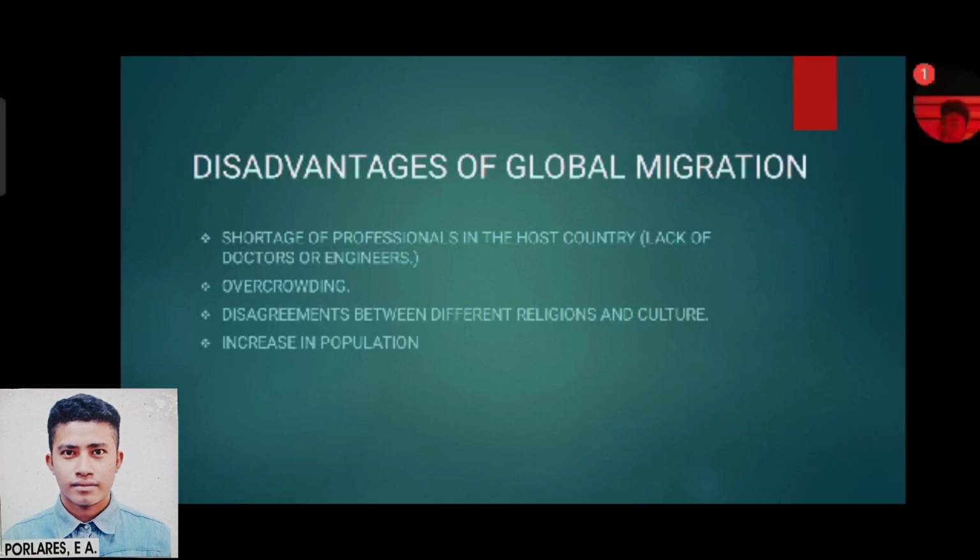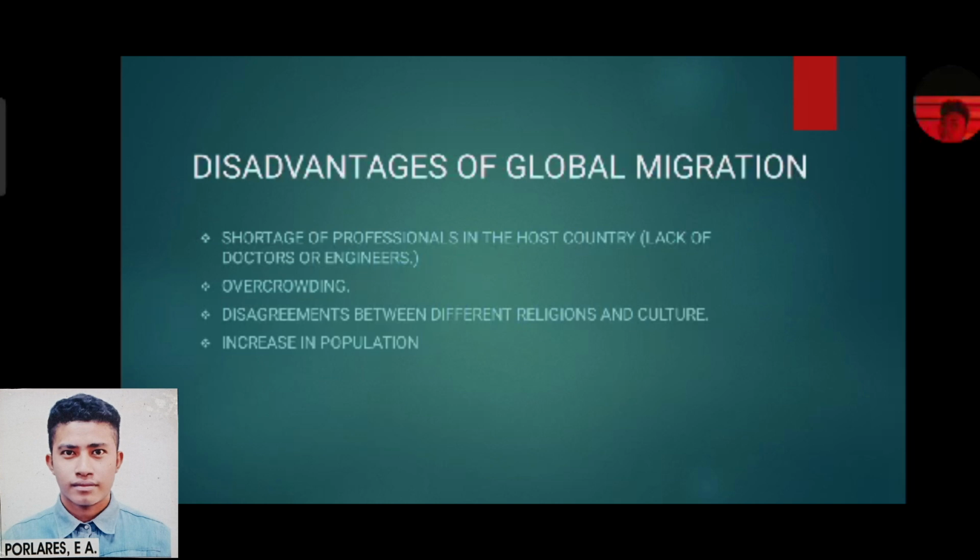The next one is overcrowding. The rate of population growth is the rate of natural increase combined with the effects of migration. Thus a high rate of natural increase can be offset by a large net out-migration, and a low rate of natural increase can be countered by a high level of net migration.